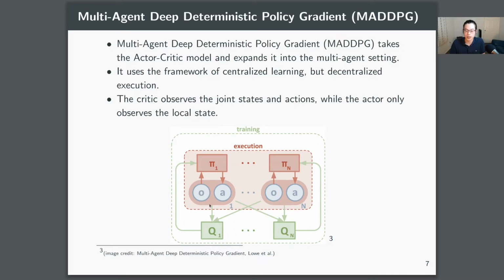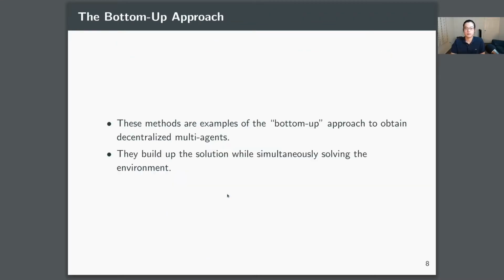But during the execution phase, we get rid of the critic and we just let the actors act. And of course, they will only receive their local observation and output local actions. So at the end of the day, we're able to solve the multi-agent reinforcement learning problem by having these actors that act in a decentralized manner. So these methods can be described as a more bottom-up approach, where they build up a solution to the multi-agent reinforcement learning problem while simultaneously solving the environment.